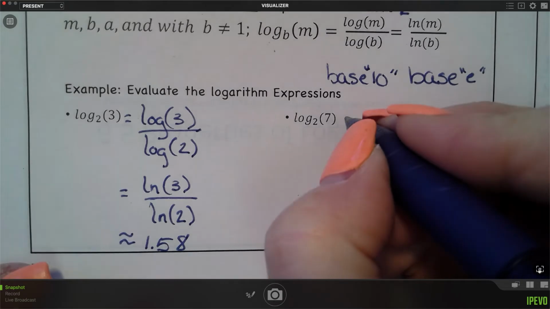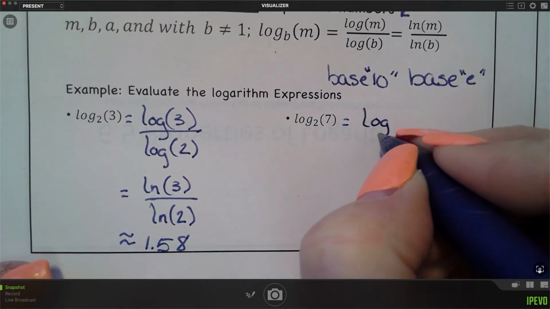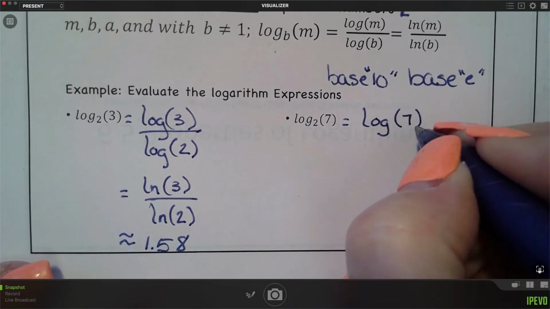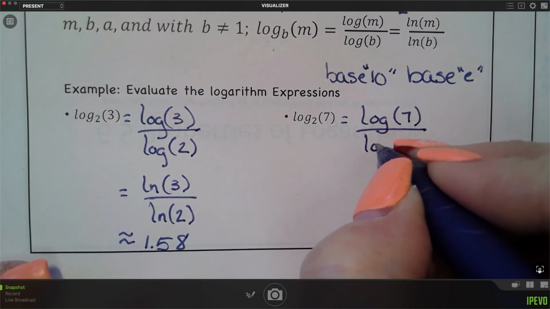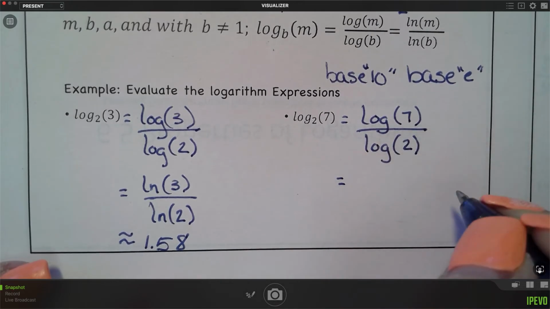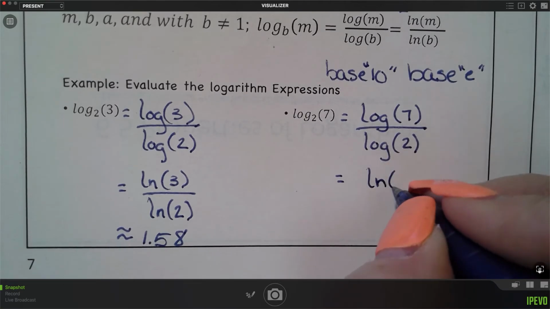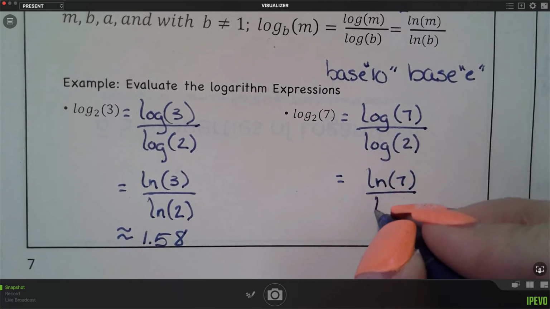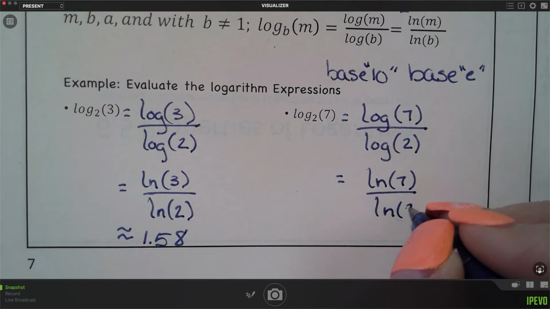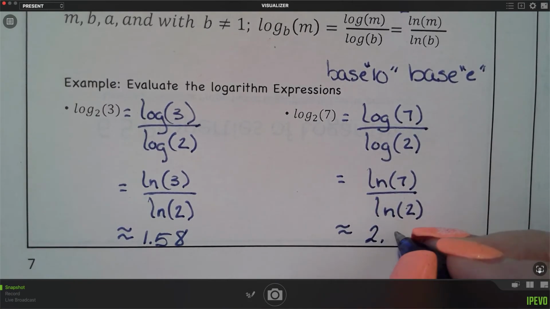Okay, Taylor, what's your base 10? I got log of 7 over log of 2. Good job. Callie, your natural log. Natural log of 7 over natural log of 2. Clark, your answer. So approximately 2.81. Thank you.